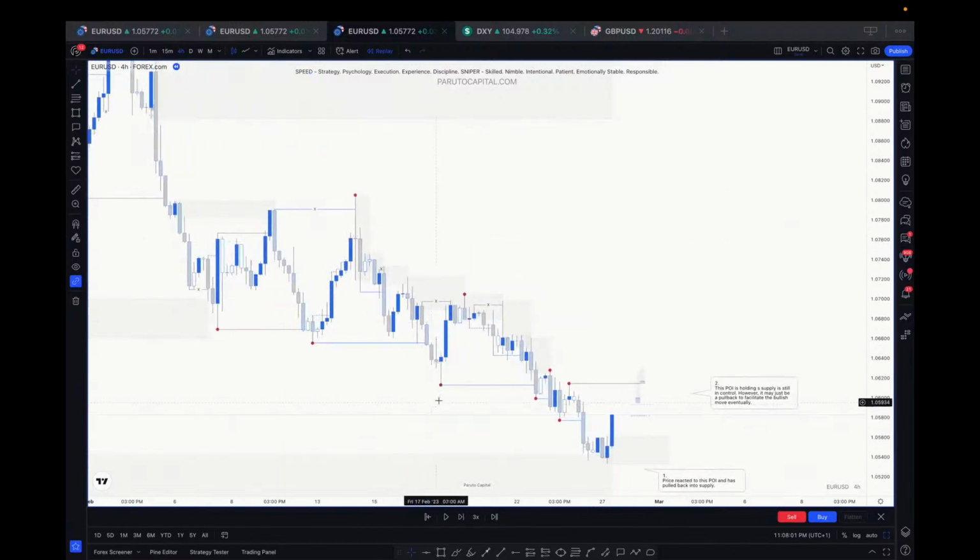Price then pulled back up again into this sort of order flow. You can see the bearish order flow clearly here. We won't be going into details of this, but you understand what I mean. Price, after taking out this low, pushed back up a little bit into this supply zone, and then continued downwards.